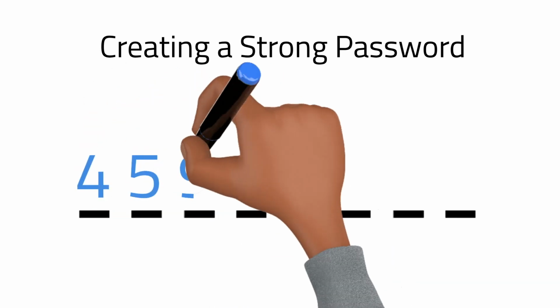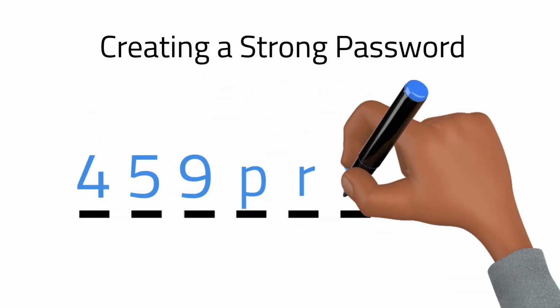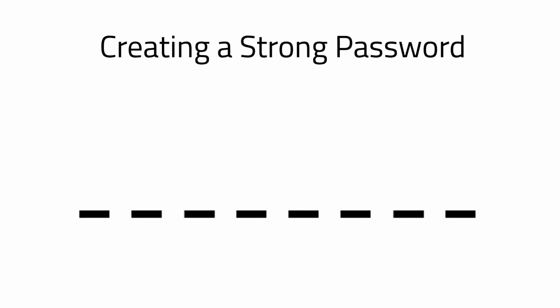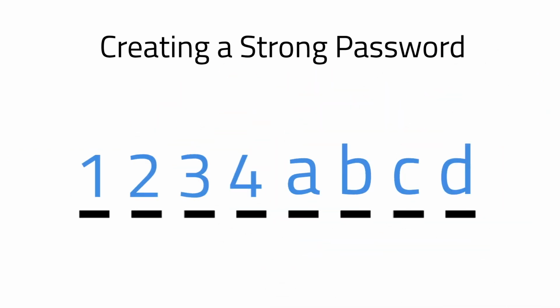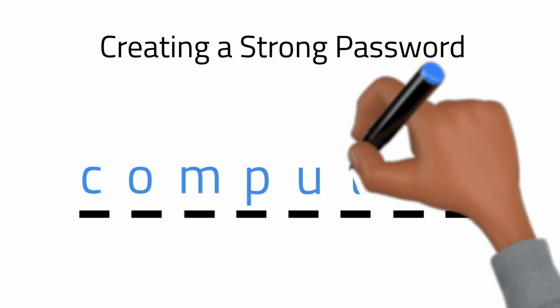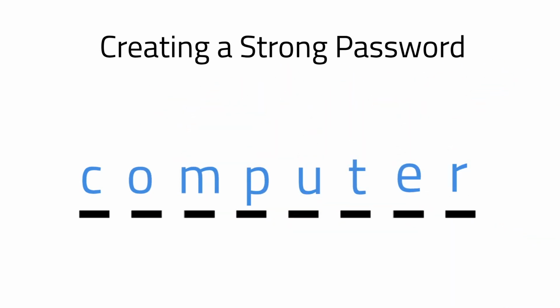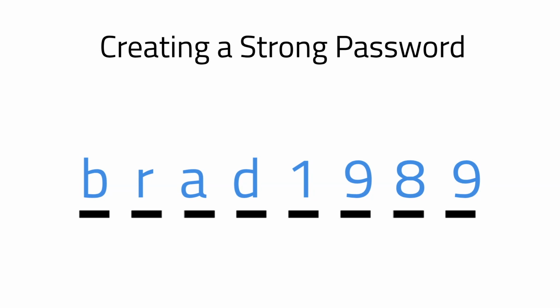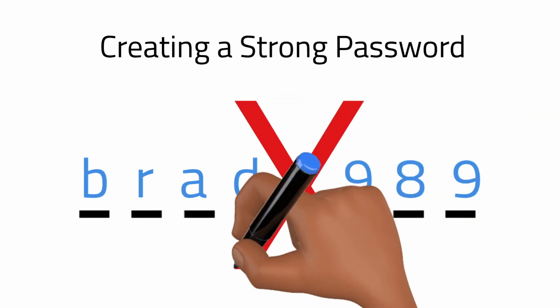Characters can include numbers, letters, and symbols, and every password should contain at least one of each. Avoid using obvious combinations. 1234 ABCD is not a good password because it's too easy to guess. You should also avoid using dictionary words. Computer is not a strong password because it's too easy to guess. Do not include personal information such as names of people, places, pets, hobbies, or significant dates.